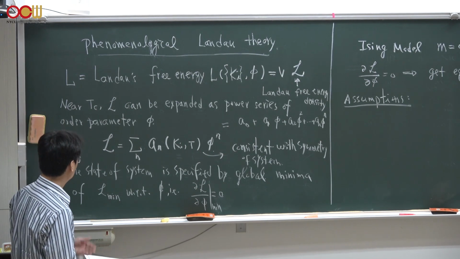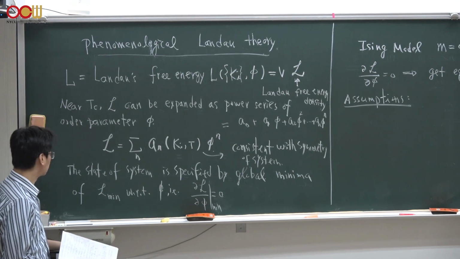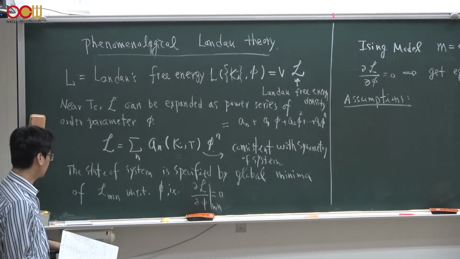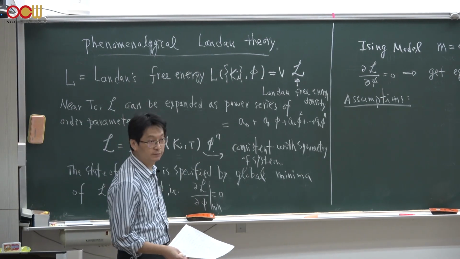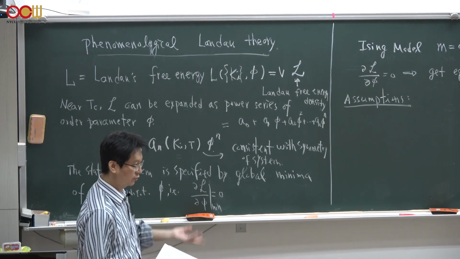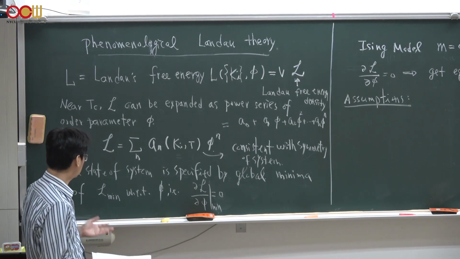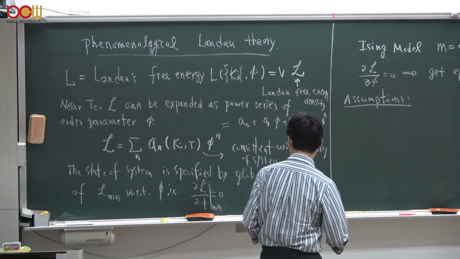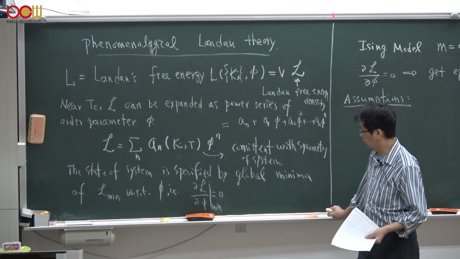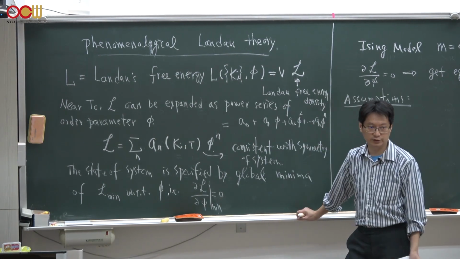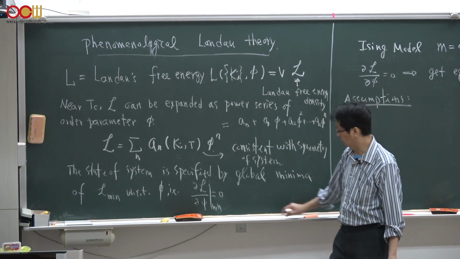But in general, we can construct such a power series expansion of the order parameter near the transition, and that's what Landau suggested. The exact form of this power series expansion should be consistent with the symmetry of the system, for example, the rotational symmetry or time reversal symmetry and so on and so forth. And the state of the system is specified by the global minima of this Landau's free energy density. By global minima, I mean we should take the first derivative of Landau's free energy density, italic L, with respect to the order parameter phi, and we set it to be 0.